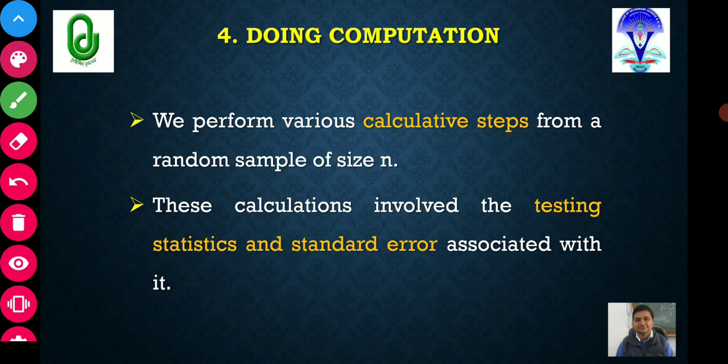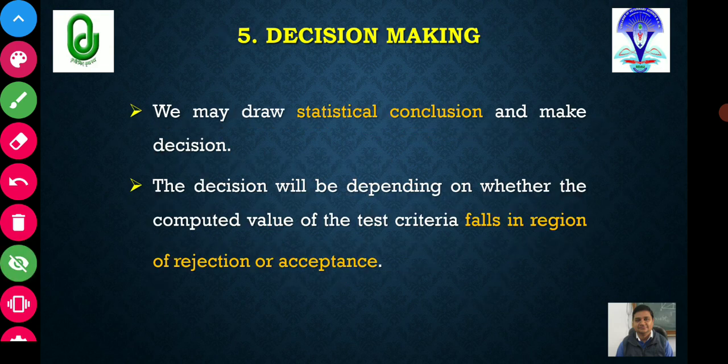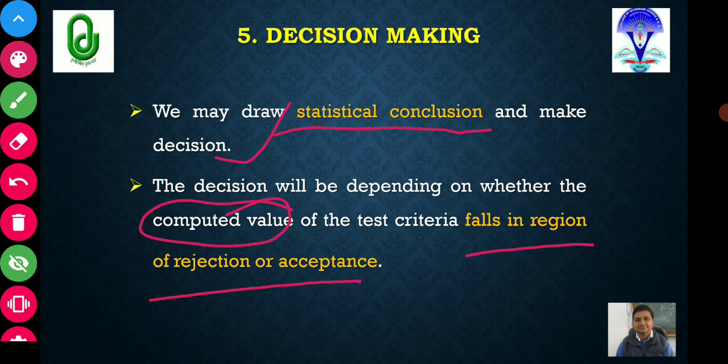Now after computation, we have to make the decision. Once you have computed and got the value, you have to test it based on the probability distribution table that we already discussed when we were discussing probability distributions. So in the fifth step, the decision-making step, we draw a statistical conclusion and make a decision. The decision depends on whether the computed value is falling in the region of rejection or acceptance.